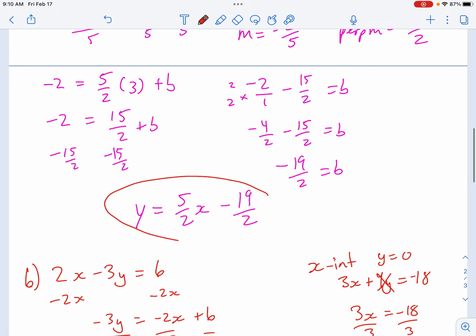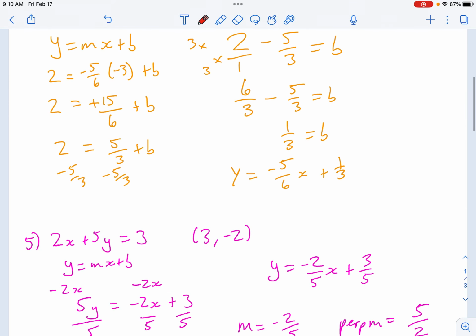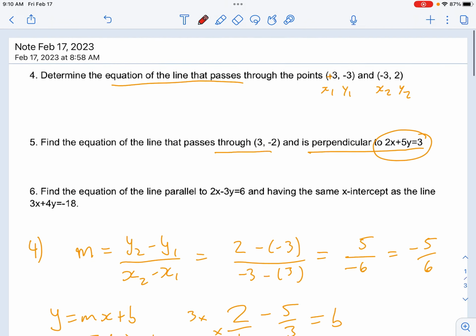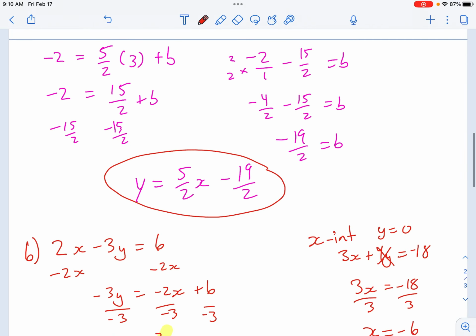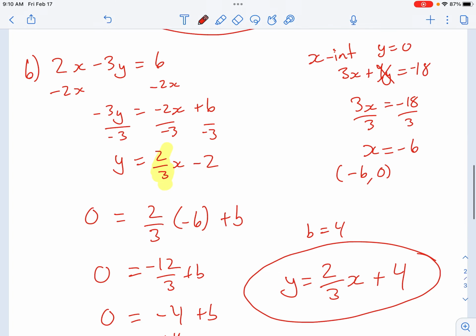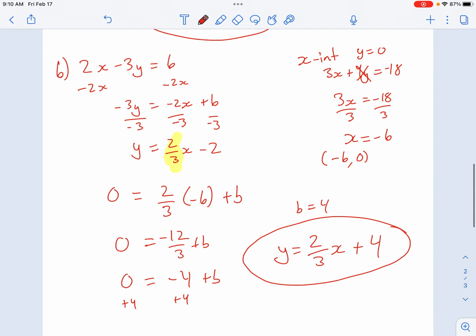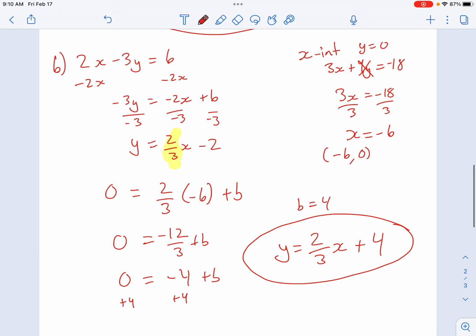So a reminder at the end, you want to make sure that you're always writing out the final y equals mx plus b for that. So just be careful when you're looking at things. You're using those words, parallel, perpendicular, x-intercept, y-intercept, to decipher the information that you need, and then you find the appropriate y equals mx plus b from it.